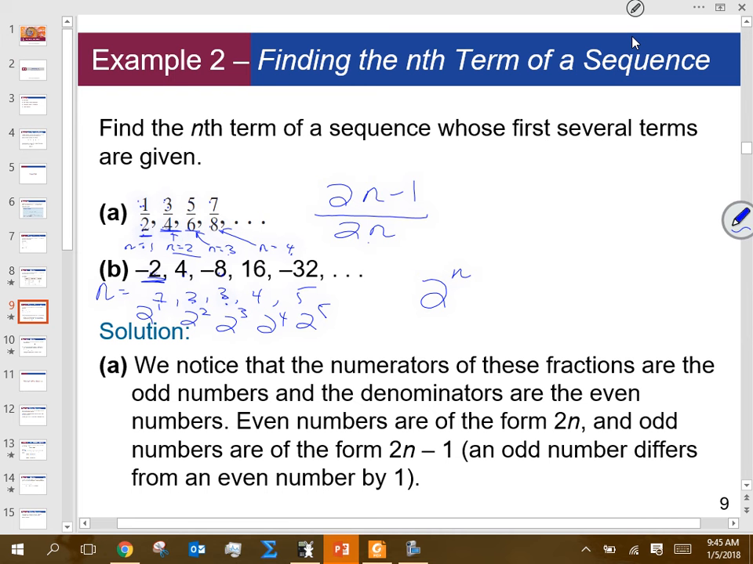Nothing similar to the way we first approached that first sequence, okay? So the approaches here are a little bit different, okay? But they alternate in sign, right? So if they alternate in sign, what do I need to incorporate?